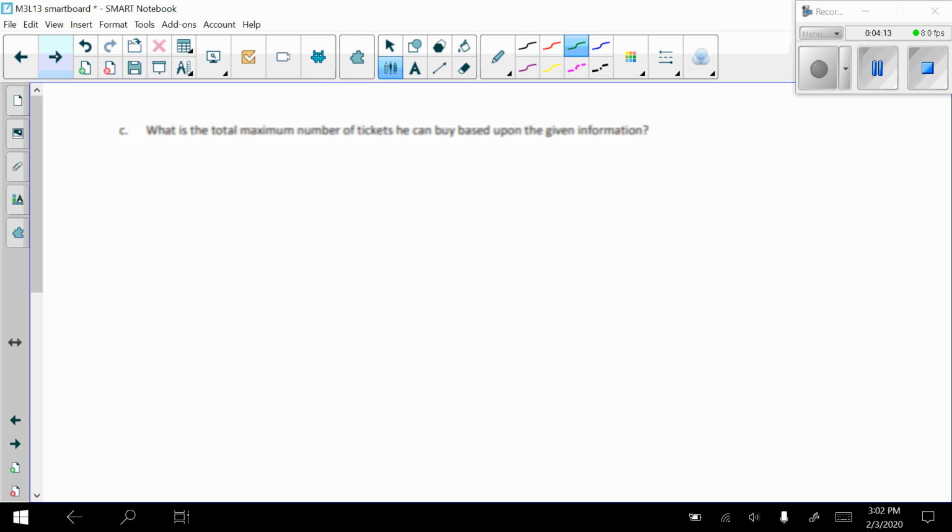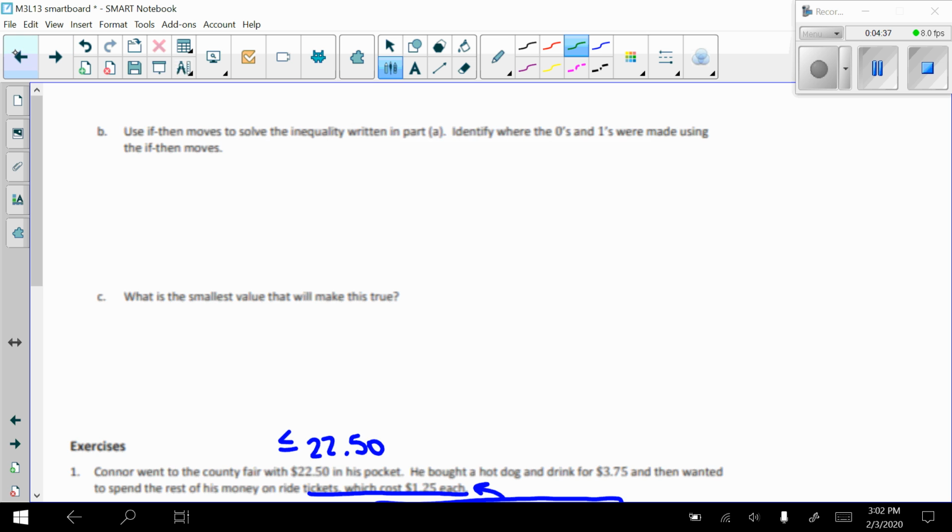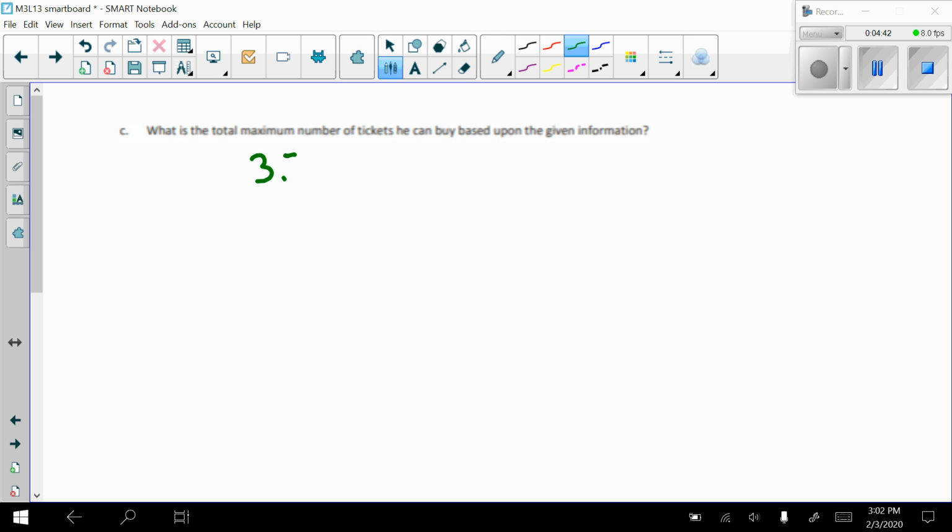Part C on the next page, what is the total maximum number of tickets? So he had so much fun, he wants to go on more rides. What is the total maximum number of tickets he can buy? Based on the given information, which means how much money he has to still be less than or equal to $22.50, and he still has bought that hot dog and drink. So our inequality was, look at the previous page, $3.75 plus $1.25 per ride has to be less than or equal to $22.50.